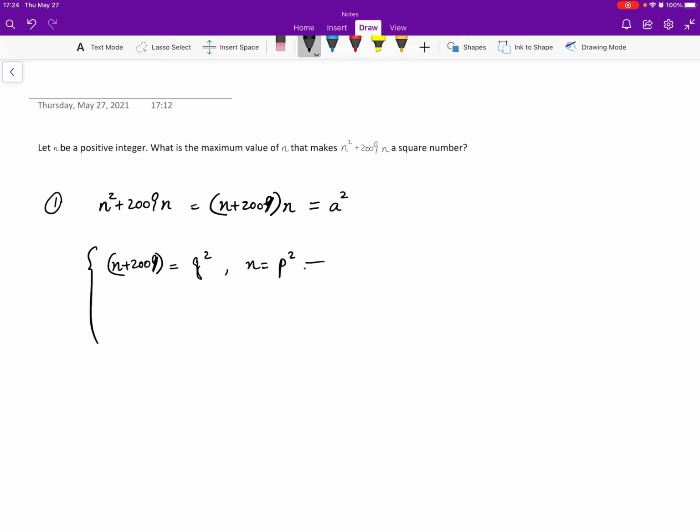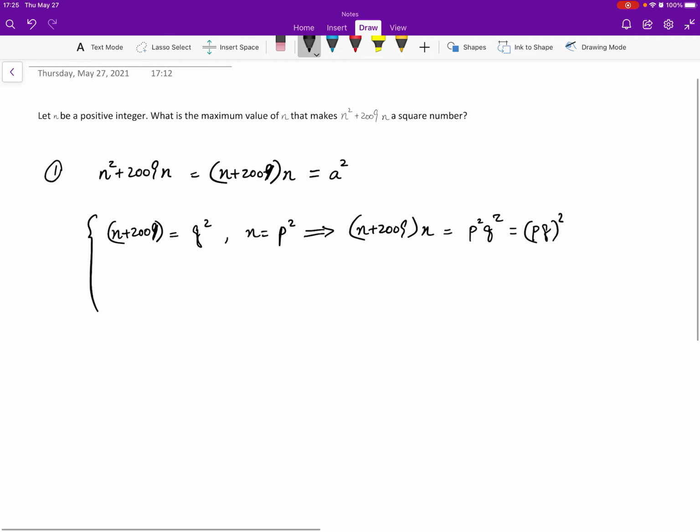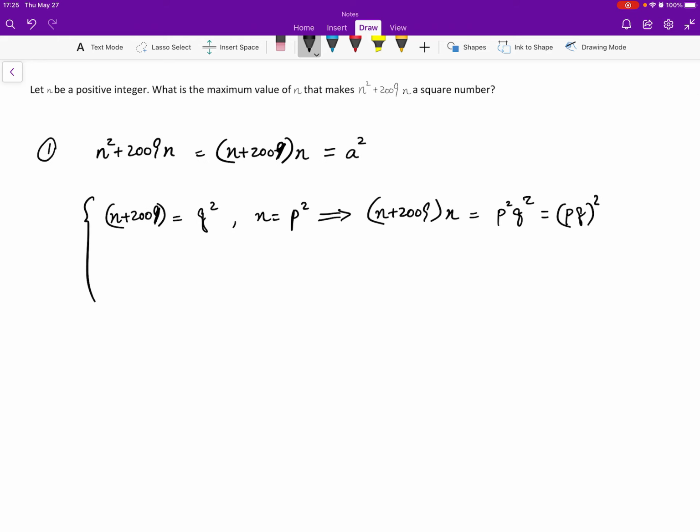What does that mean? That basically means that n plus 2009 times n equals p squared q squared, which equals pq squared. Excuse me, that was my alarm. It's one of the system alarms, so I didn't record it. So okay, the other case that we have is n plus k times n plus k.